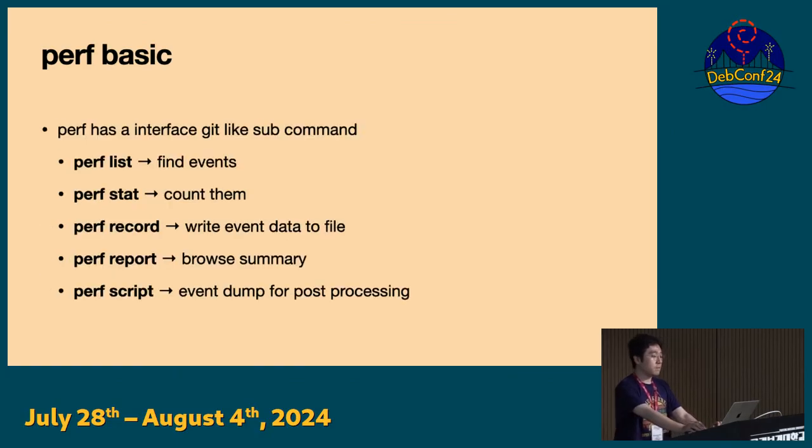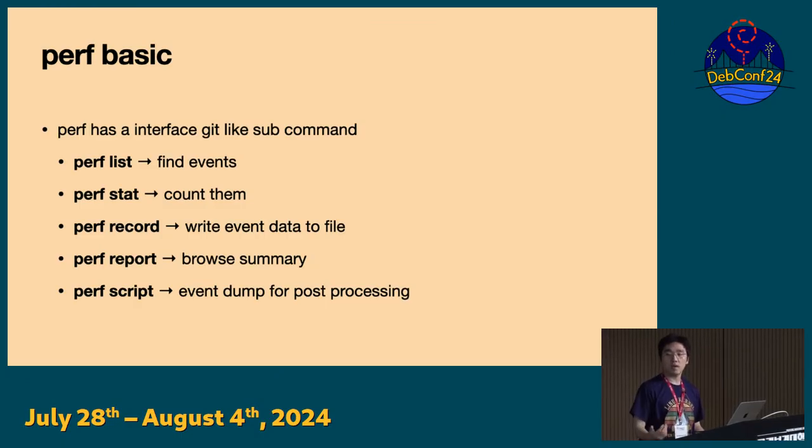This is kind of a concept mapping to each subcommand in Perf. Perf has a git-like subcommand interface. So perf list finds events, perf stat counts them, perf record writes event data to the perf.data file, perf report browses the summary. There are some other report options. And perf script lets us do post-processing with perf.data.